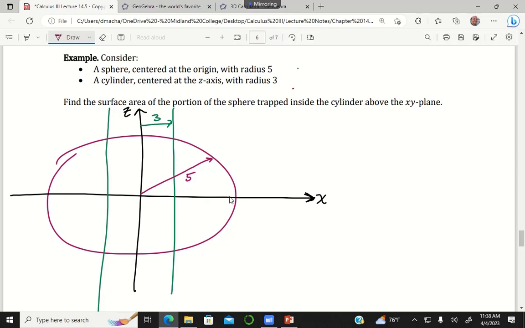And it says, find the surface area of the portion of the sphere that's trapped inside the cylinder above the xy plane. And so this horizontal axis could be like the x or y axis, right? What I'm doing is I'm taking the trace of these three-dimensional objects along the xz plane or the xy plane, and it's radially symmetric, so it doesn't really matter.